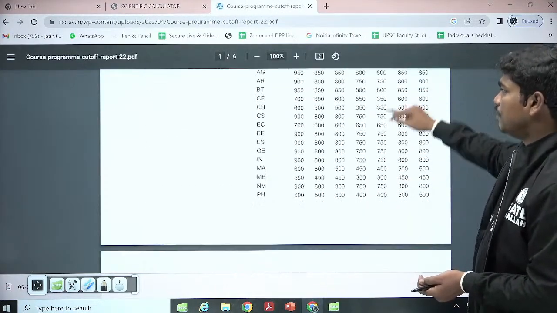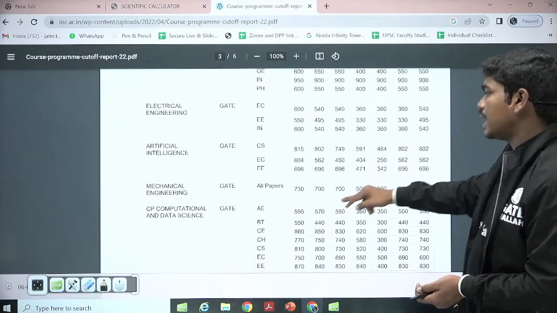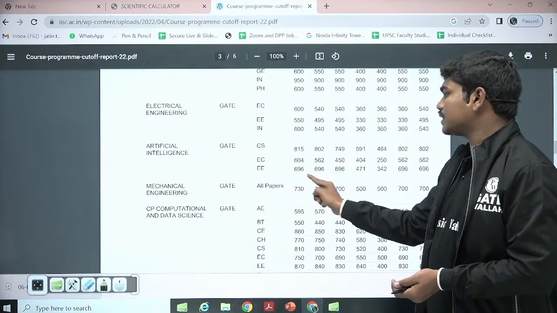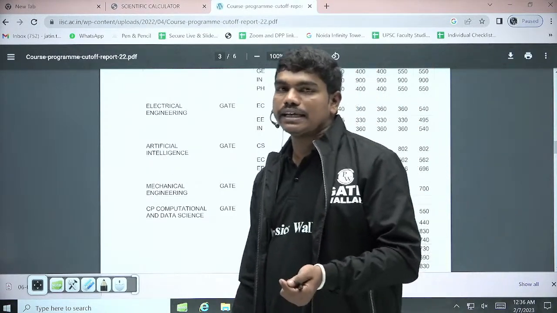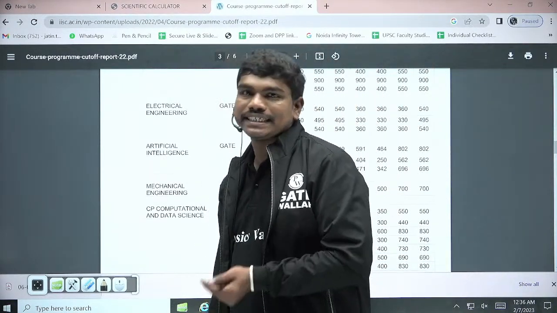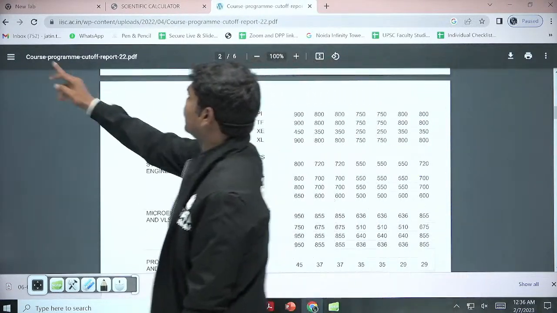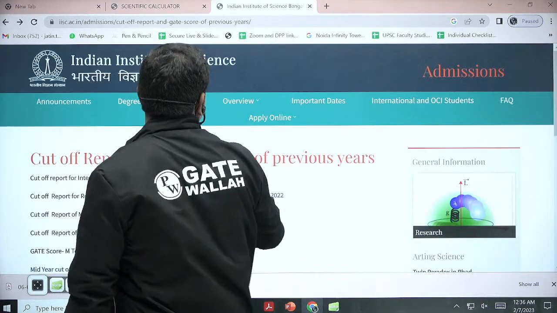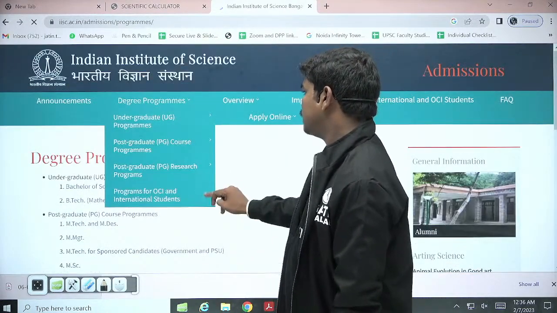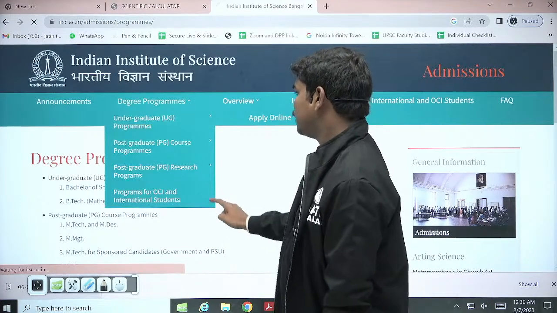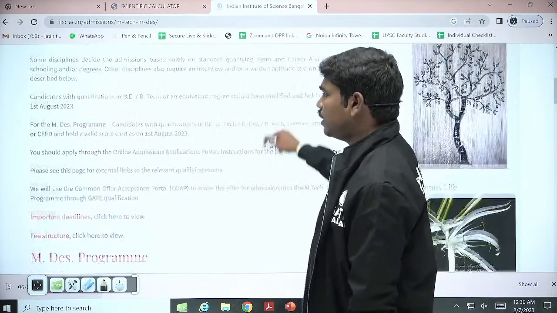Then if you see mechanical, production and engineering, signal processing, mechanical engineering, GATE all papers are allowed. So 730 is the last score of the candidate who got admission there. Even for IISc MTech in mechanical, your XC score is valid, because you can easily see. I would like to show you the eligibility criteria actually, for the PG course programs, MTech and M Design.